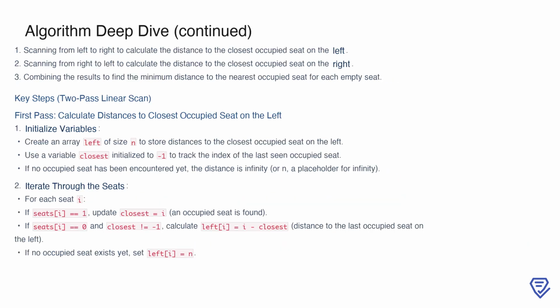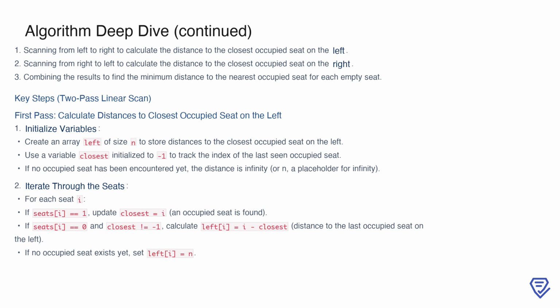To tackle this problem, we use an optimal two-pass linear scan. The goal is to calculate the distance to the nearest occupied seat for every empty seat. This is achieved by scanning the array twice, once from left to right to compute distances to the closest occupied seat on the left, and then from right to left for the closest seat on the right. These results can then be combined to determine the minimum distance to the nearest occupied seat for each empty seat.